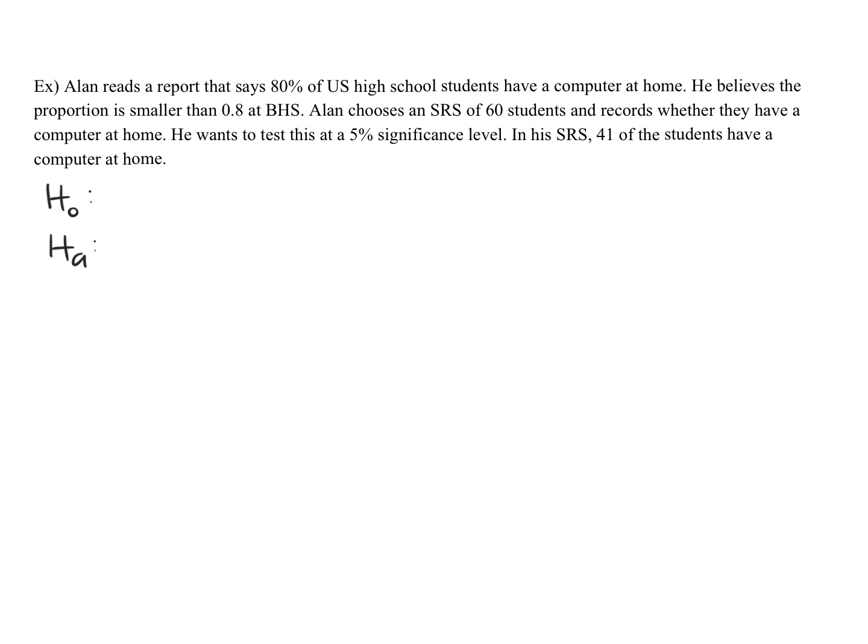So we're going to start with our null and alternative hypotheses. Our null hypothesis is based off the claim, which is that the proportion of students who have a computer at home is 0.80. So P equals 0.8. Our alternative hypothesis is based on the wording of the problem. Alan believes the proportion is smaller than 0.8. So that tells me my alternative hypothesis is that P is less than 0.80.